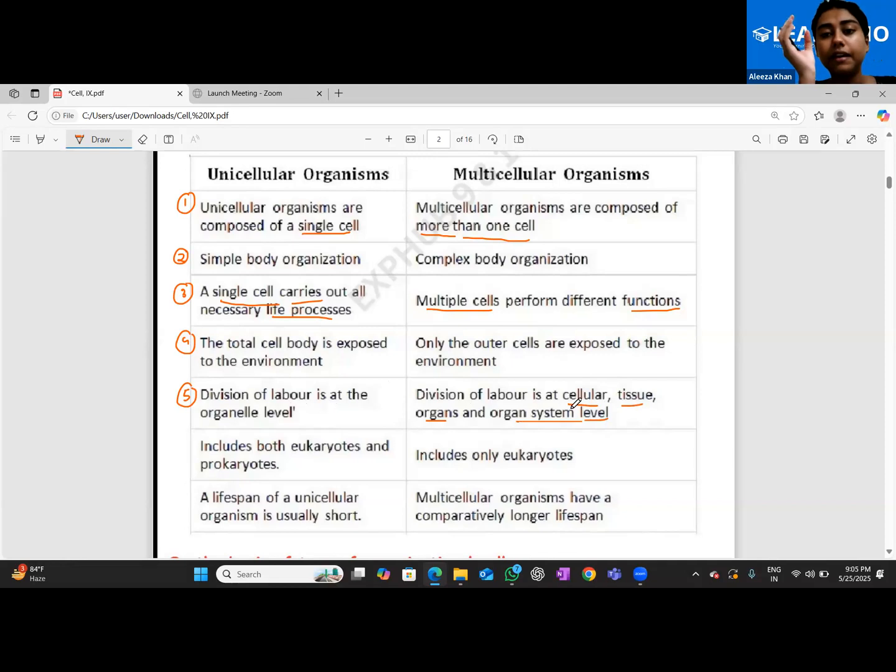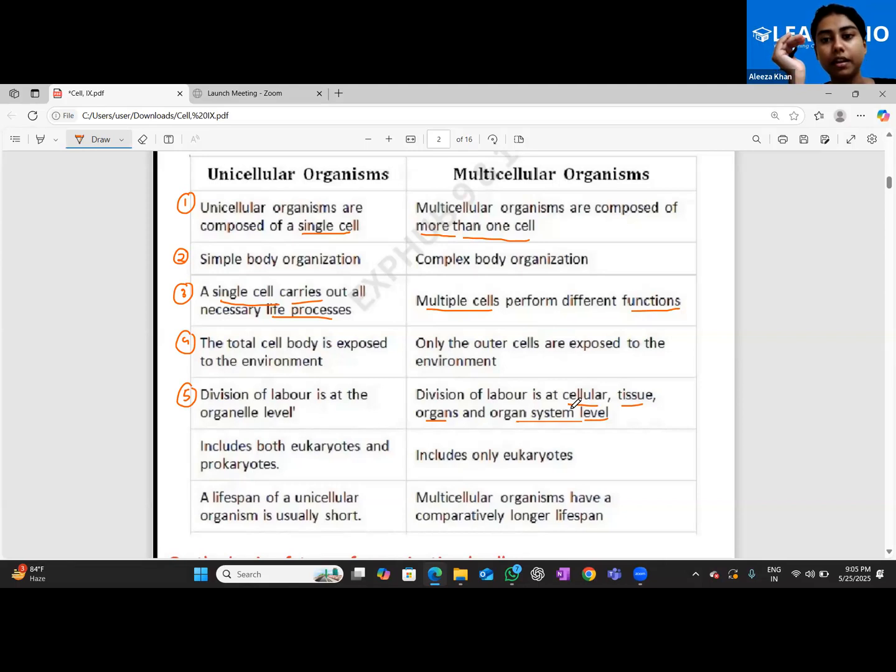If there are multiple cells, as we discussed, multiple cells combine to form tissues, further tissues form the organ, and further organs form the organ system. So in our body, each organ is responsible for performing a specific function. So whatever processes are taking place in the body of a multicellular organism, they take place at the cellular level, organ level, and tissue level.